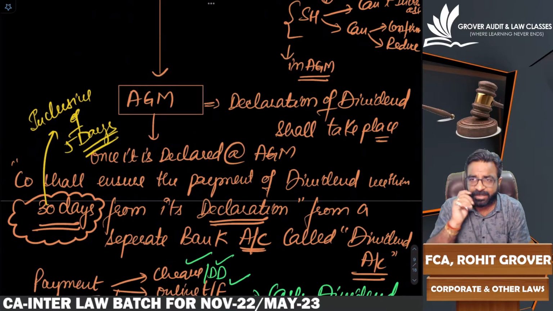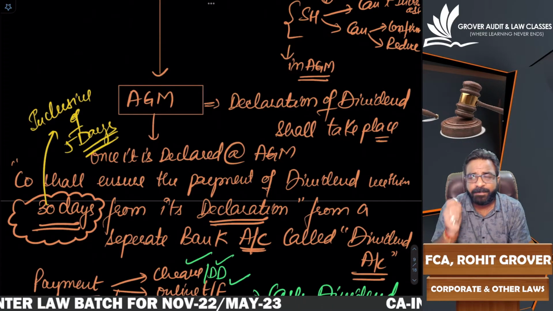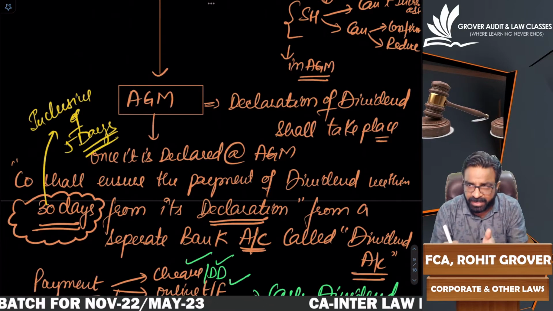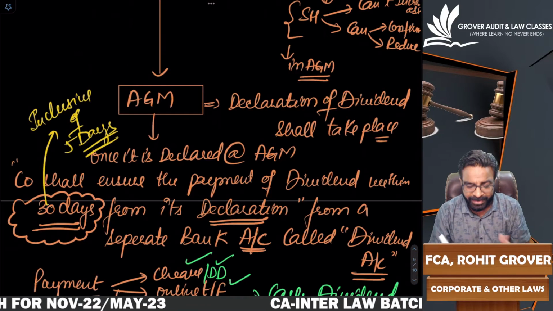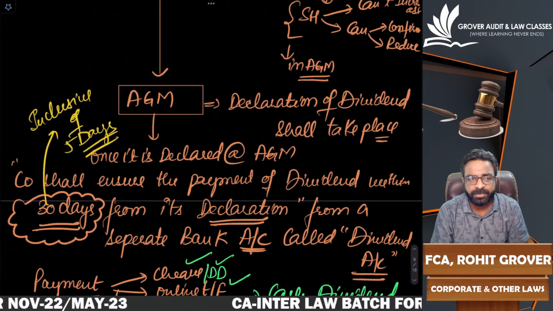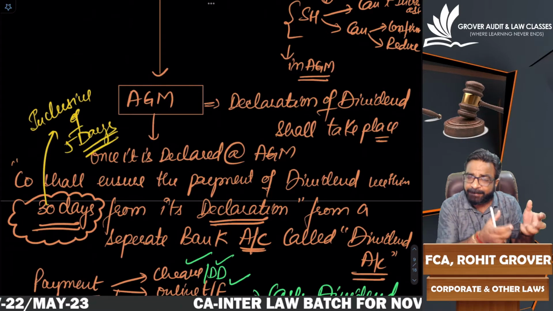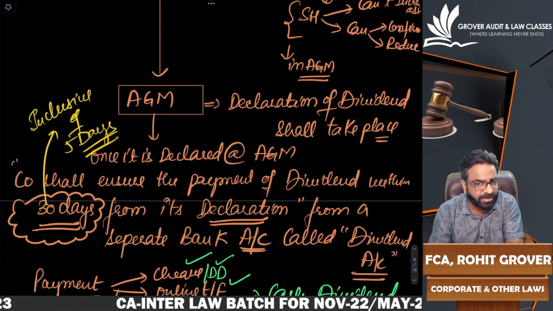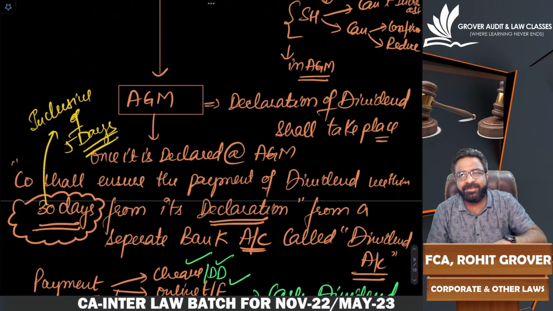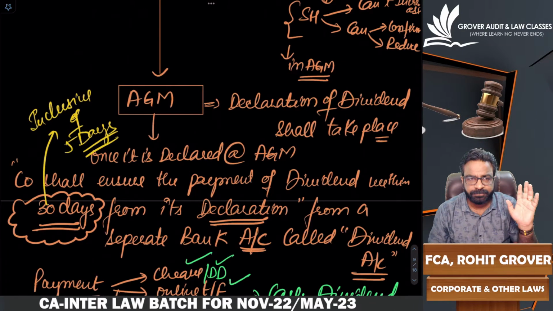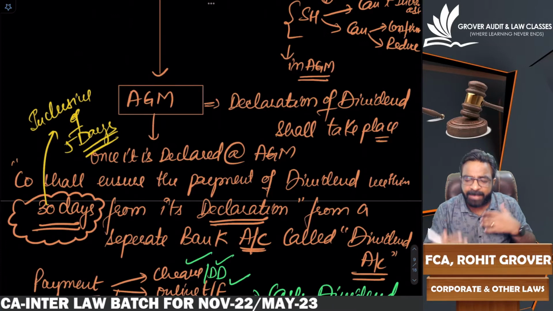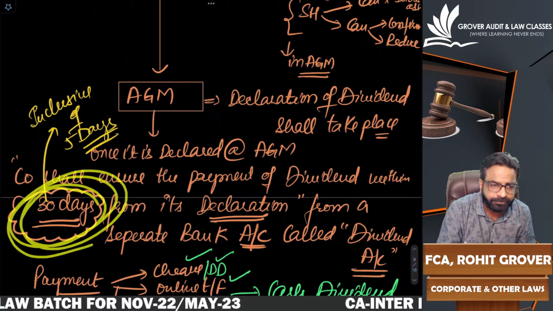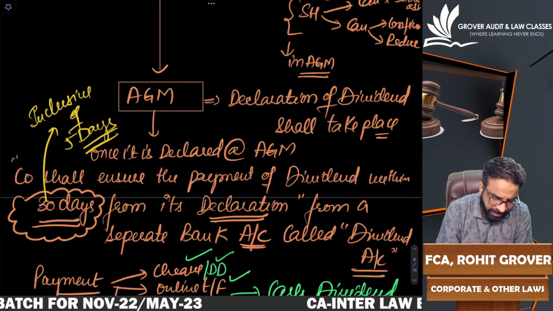It means the company only has how many days to pay the dividend? 30 days. And remember, the company will not pay the dividend from its bank account. The company will go to a bank and open a new bank account called the dividend account. What is the name of the account? Dividend account. The company has to transfer the amount from their bank account to which account? Dividend account. From that dividend account, dividend will be paid. Am I correct? Yes. Opening a bank account, transfer, everything must be conducted within how many days? 30 days.